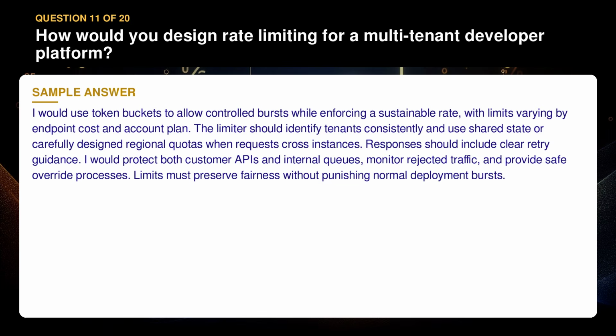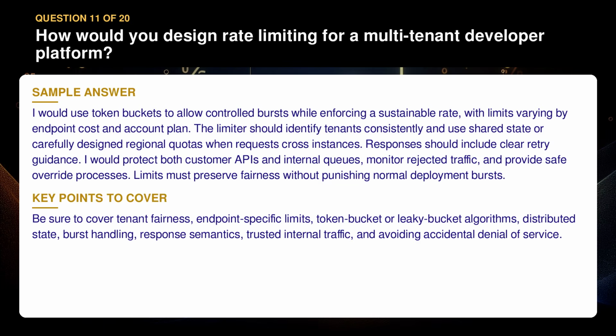I would use token buckets to allow controlled bursts while enforcing a sustainable rate, with limits varying by endpoint cost and account plan. The limiter should identify tenants consistently and use shared state or carefully designed regional quotas when requests cross instances. Responses should include clear retry guidance. I would protect both customer APIs and internal queues, monitor rejected traffic, and provide safe override processes. Limits must preserve fairness without punishing normal deployment bursts.